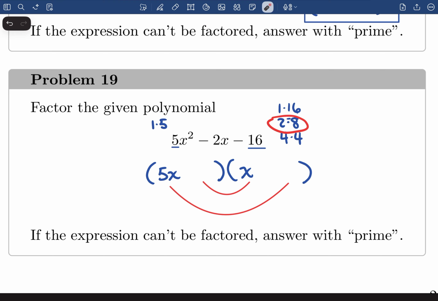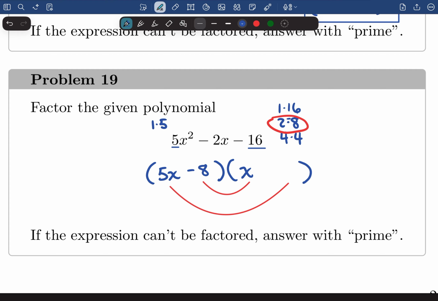I'm going to choose which factor to make negative. And I'm going to put the negative 8 right here. And I'm going to put the positive 2 right here. And I'm just going to see what happens. This is my guess. I've gotten good at guessing, but this is my guess. And so I take negative 8 and I multiply it with x as the inner terms to make negative 8x. And then I take 5x and multiply it with positive 2 as the outer terms to get 10x. And I find out negative 8x plus 10x is positive 2x.